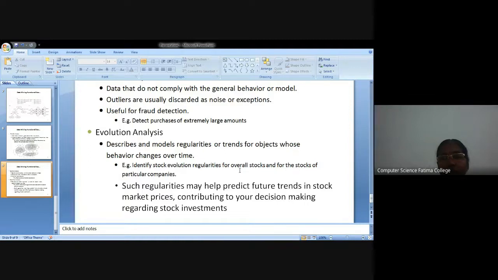For example, in stock investment, the rate of a share may rise or fall within seconds or minutes. In that scenario, this analysis is very helpful to analyze the stock market price and then take a decision on whether to invest in the stock market or not to make an investment. So this kind of analysis is also very useful to find patterns in the large data set.